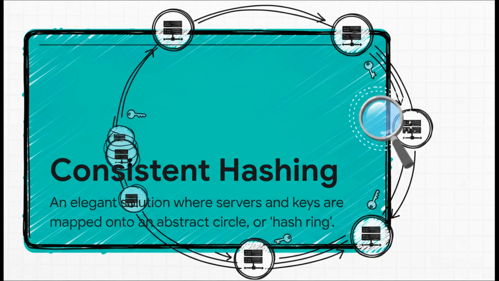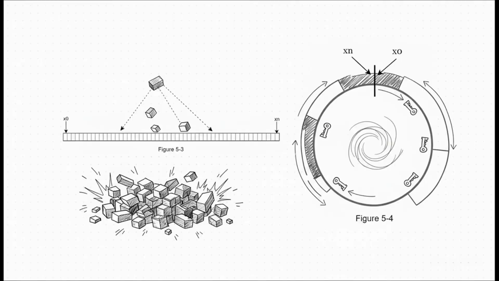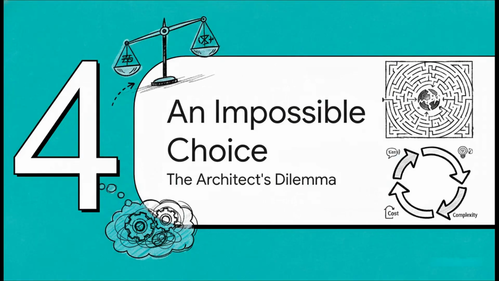Instead of thinking of servers as a fragile line that's easy to break, they imagine them arranged on an abstract circle, or what they call a hash ring. And you can really see the difference here. On the left, you've got that fragile line where knocking out one block causes a total reshuffle. But on the right, with the hash ring, when you take out a server, only its immediate neighbors are affected. The vast majority of the data stays exactly where it is. It's a much more resilient, stable system that helps prevent that stampede.